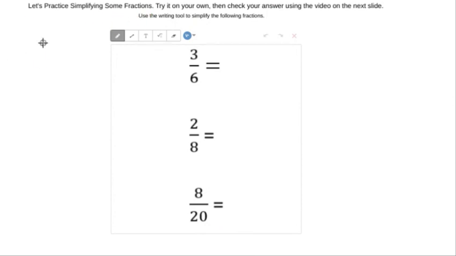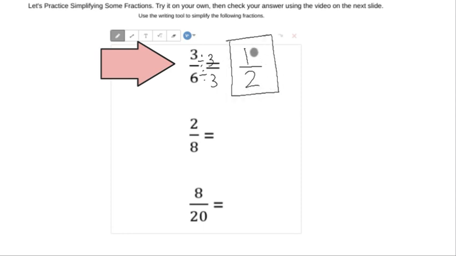Let's go ahead and start with this problem right here with my red arrow. We need to make this fraction into simplest form. 3 over 6 is our fraction. We need to think what goes into 3 and 6. What is the greatest common factor? The greatest common factor is going to be 3. 3 divided by 3 is 1. 6 divided by 3 is 2. Our final answer for problem number 1 is 1/2, and that is simplified to lowest terms.